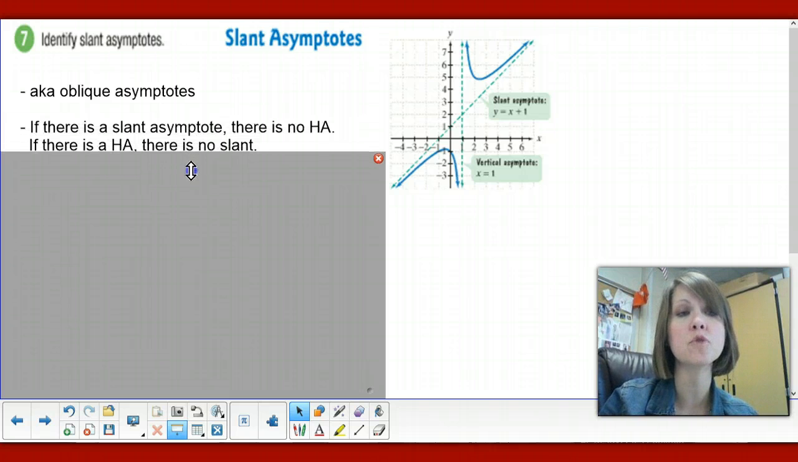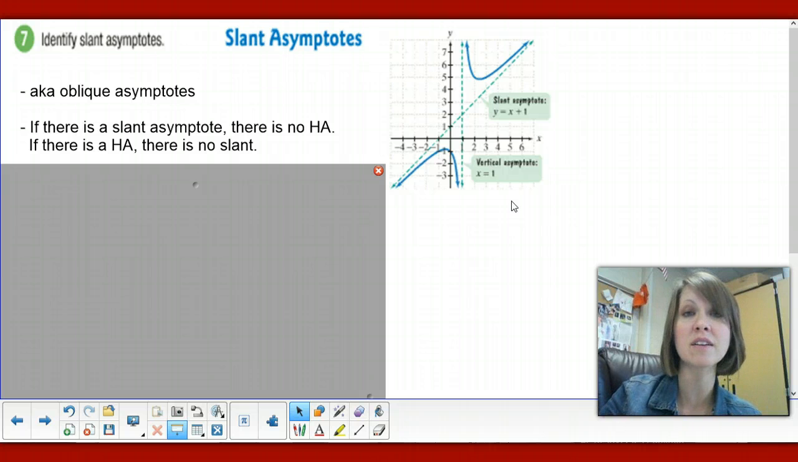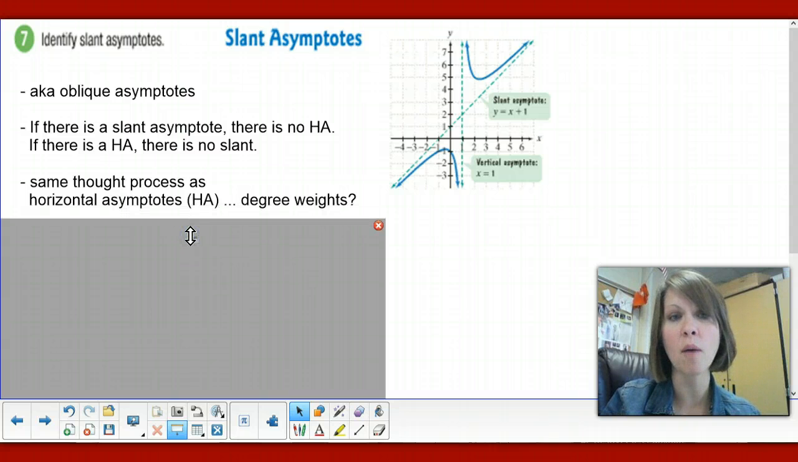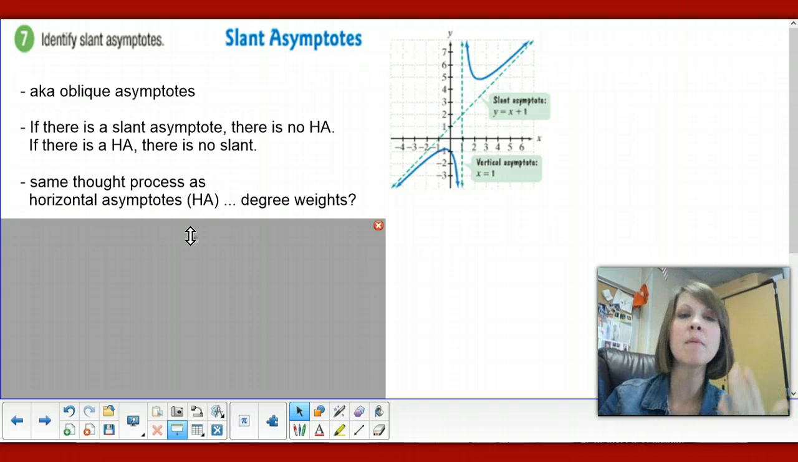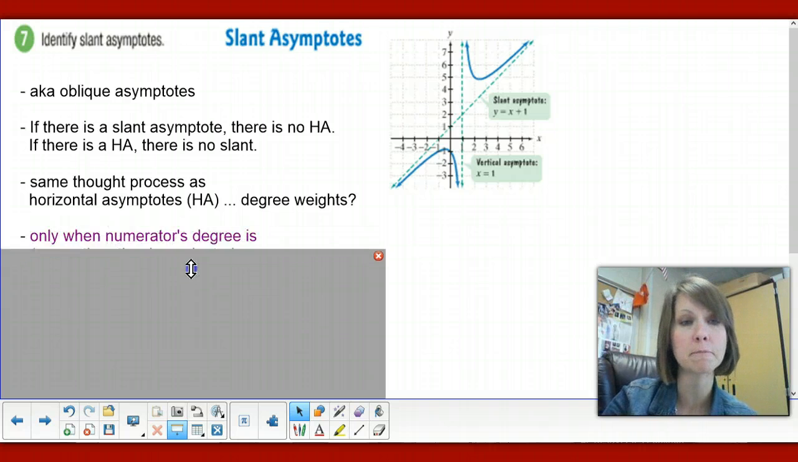So just a couple things to remember. If there is a slant asymptote, notice in this graph there is no horizontal asymptote. So if there is a slant, there will not be a horizontal, and conversely, if there is a horizontal, there will not be a slant. The two have the same thought processes behind them, and one will exclude the other. So we think about the balancing again of those degrees. Is my degree balanced? Is it top heavy or is it bottom heavy?